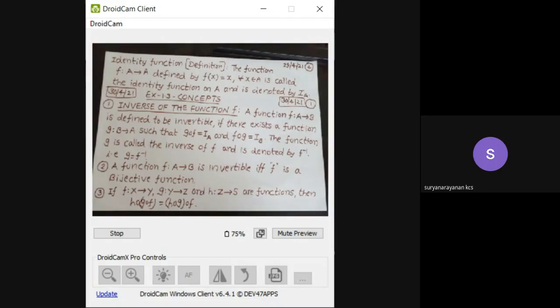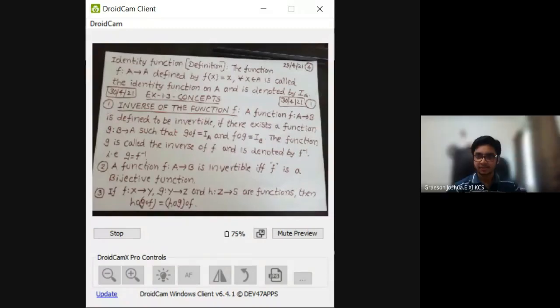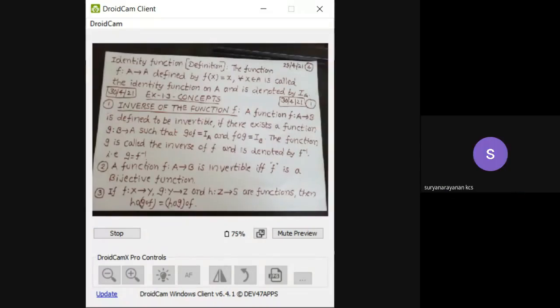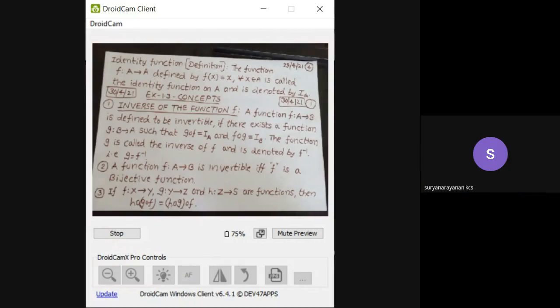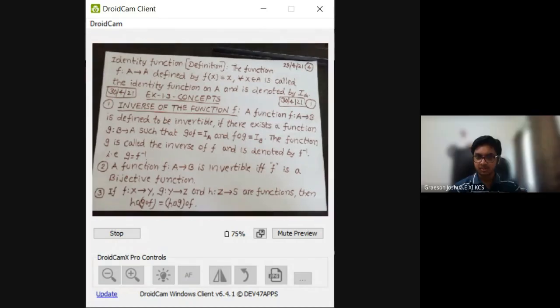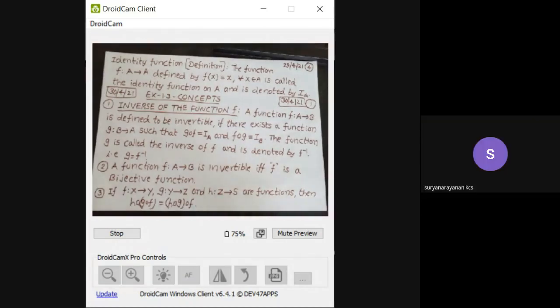Then what is the composite function of these two functions, F and G? Tell me, Grayson. Sir, G circle F, sir. Okay, very good. G circle F is called the composite function of functions F and G. Then what is the domain of G circle F? A, sir. What is the codomain of G circle F? C, sir. Very good.